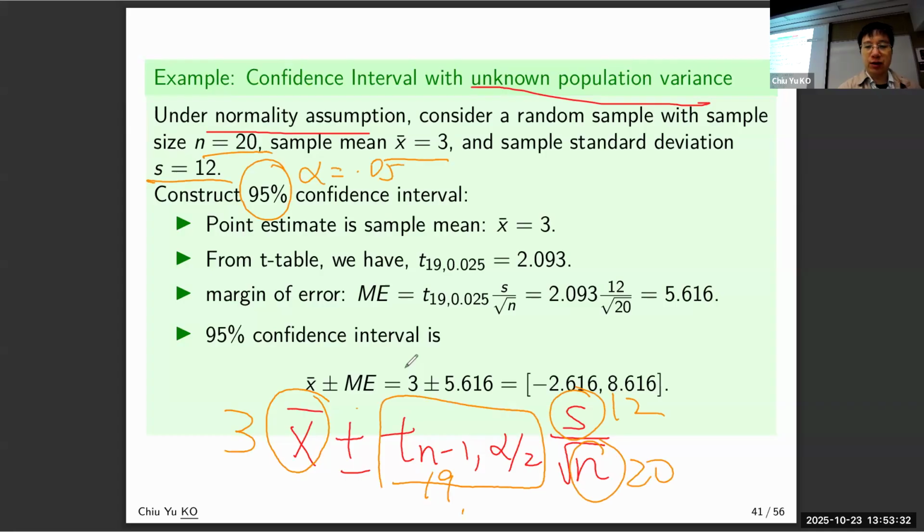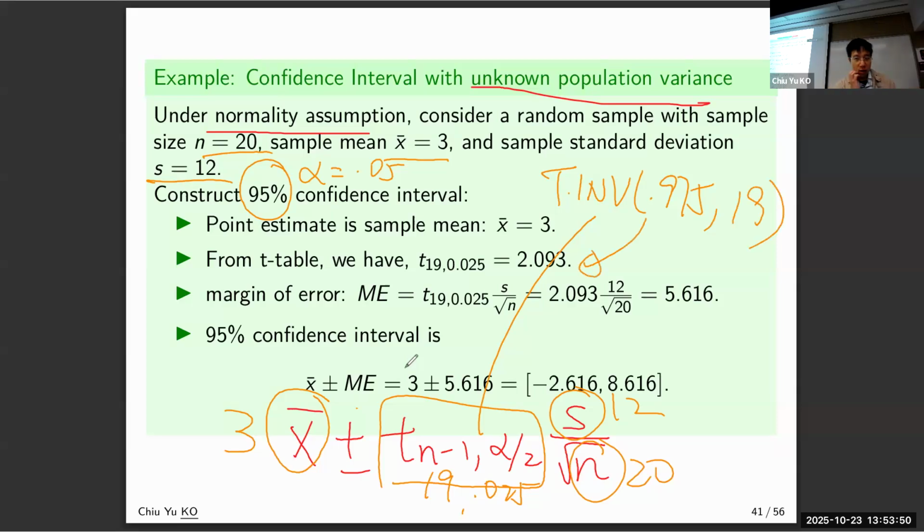Alpha over 2 is 0.025, right? So the Excel is just T.INV, that's 1 minus alpha over 2, right? So it's 0.975 and 19. Okay, so you will get 2.093. Okay, so just plug in all the numbers.